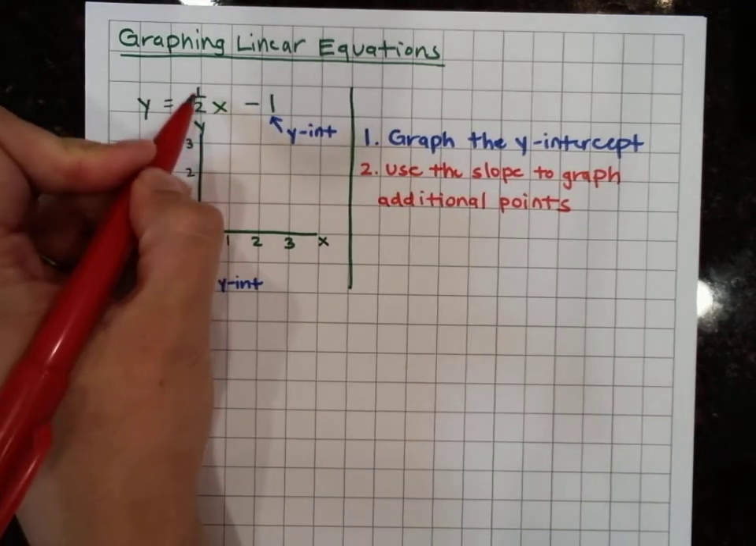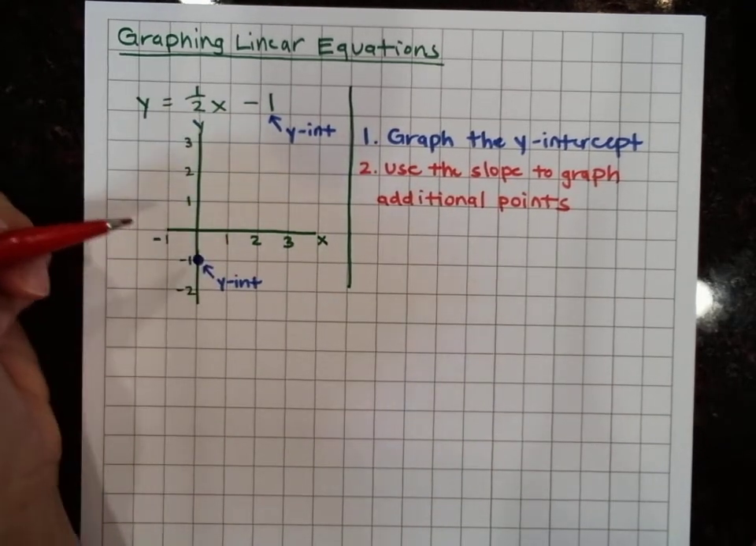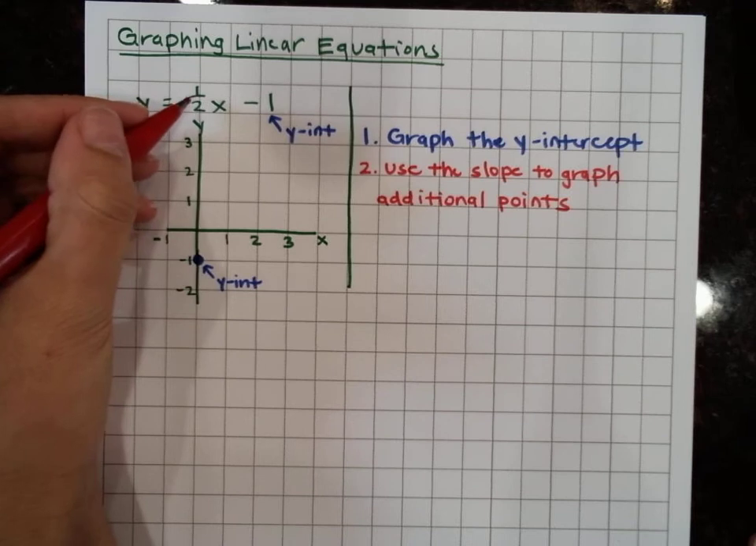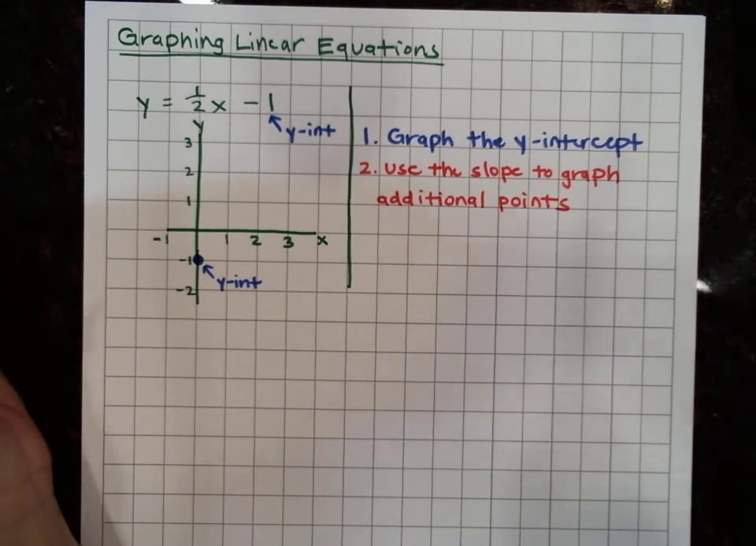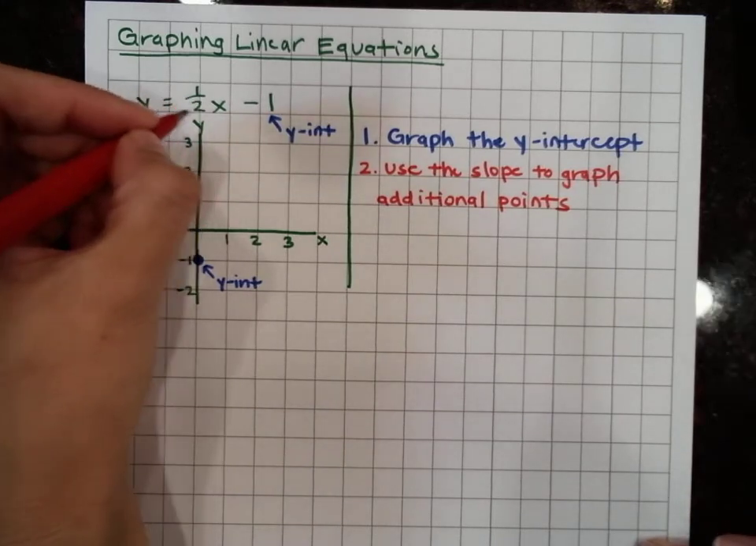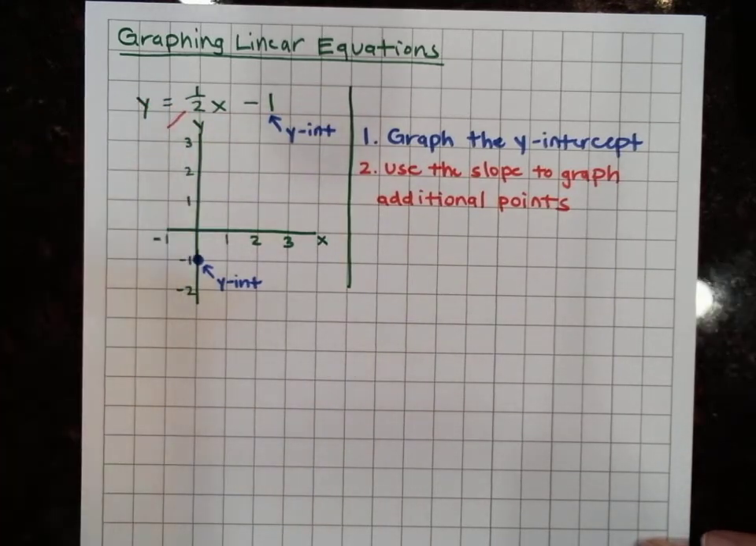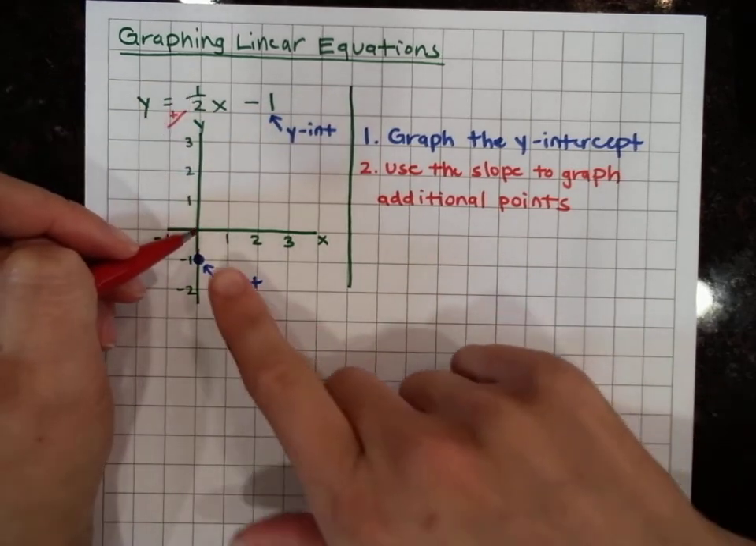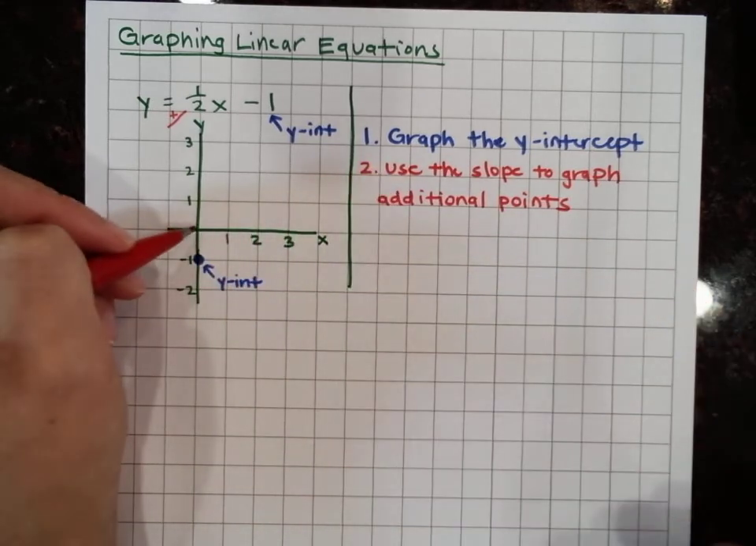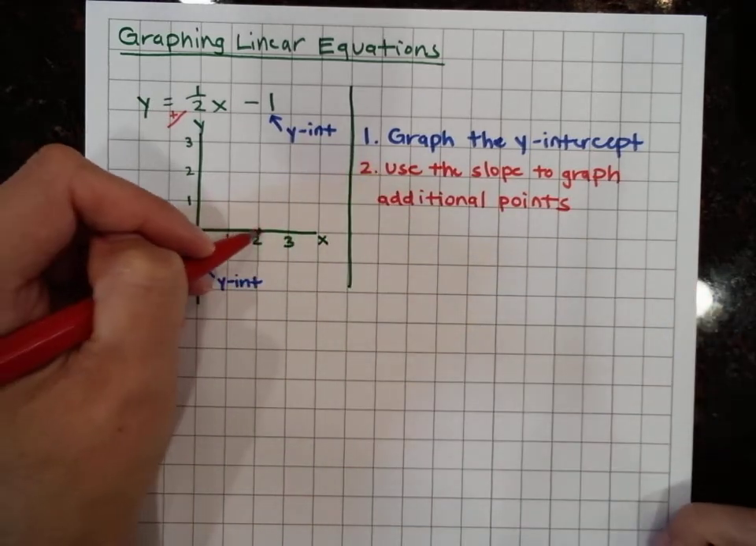So our slope is 1/2. So that means our rise is 1 and our run is 2. And since it's positive, you should be picturing in your head a positive slope, which means my line is going to be going up because it's positive. So when I go up 1, I want my line to go this way. So I need to go to the right 2.